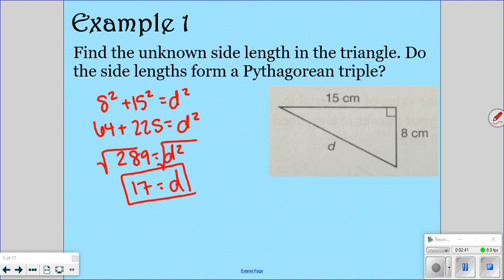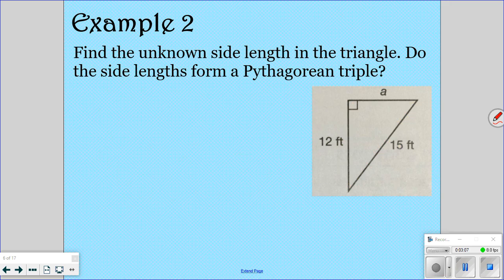So is this a Pythagorean triple? Yes. And why? All three side lengths are whole numbers. 8, 15, and 17 is another Pythagorean triple. So if you already knew that 8, 15, and 17 was a Pythagorean triple, then you wouldn't necessarily have needed to work this out because you would have known what the side length would be.